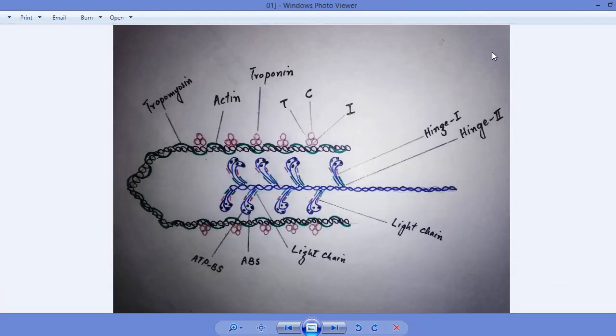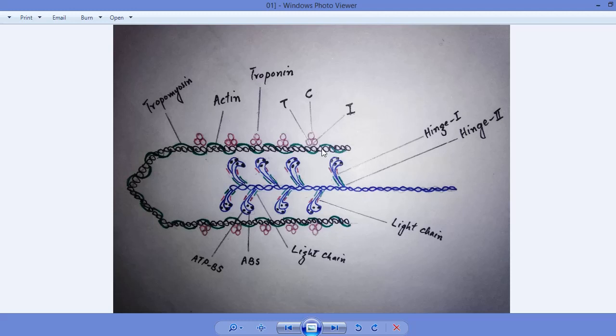In this slide, we can see that actin and myosin filaments are overlapping each other. This is the actin filament, while this blue color is the myosin filament. The actin filament is made up of tropomyosin, the thread-like structure, and the bead-like structure, the actin, also called F-actin, black in color.